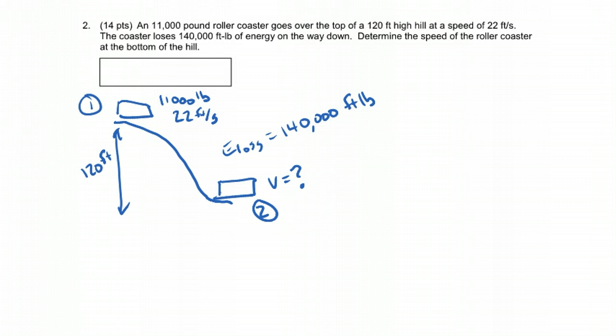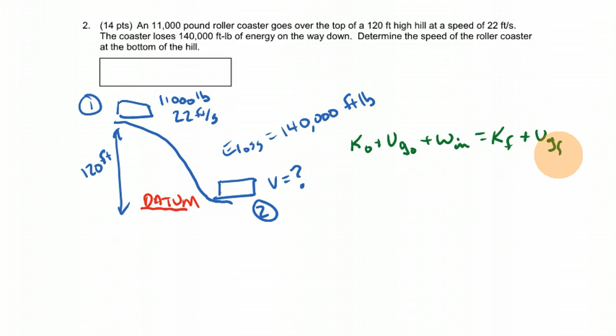Okay, so as with all conservation of energy equations, this one's pretty obvious. We'll set a datum at the bottom. We will write out, and I'll just abbreviate here, K0 plus U gravity 0 plus work in. I'll leave out the spring terms, there's obviously no springs in here. K final, U_G final plus E loss.